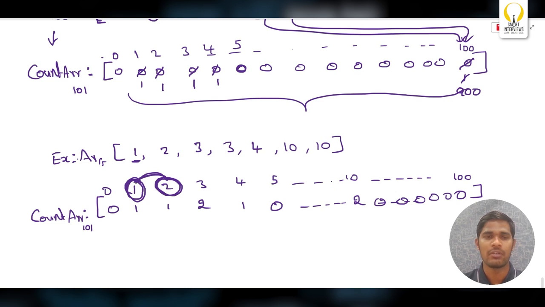So it is a valid pair with 1, 2. 1 plus 2 is a 3, which is not valid. So what I'll do? I'll check 1 with 3. 1 plus 3 is nothing but 4. Is 4 a valid pair? Yes, 4 is a non-prime number, so it is a valid pair.